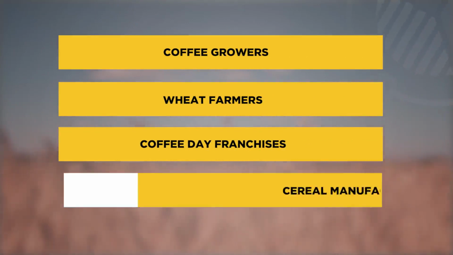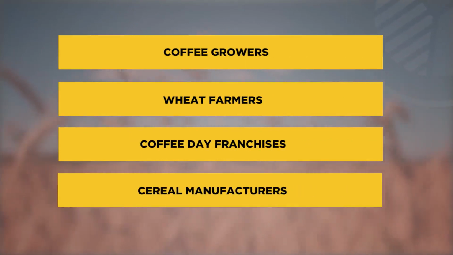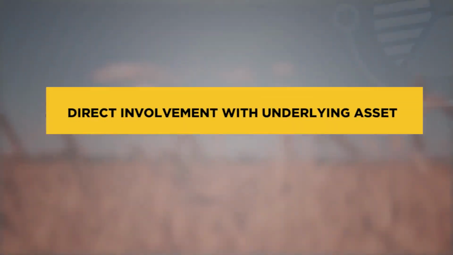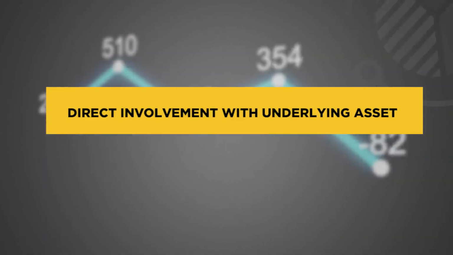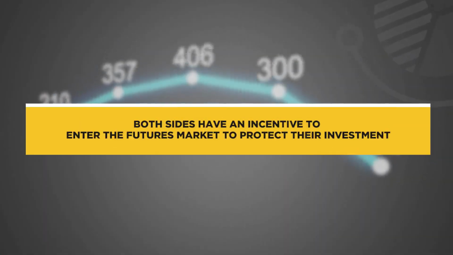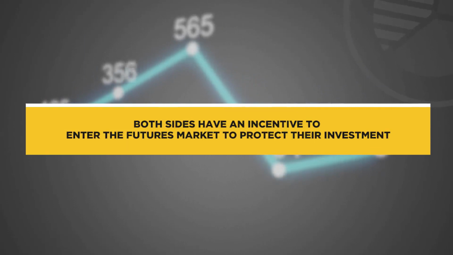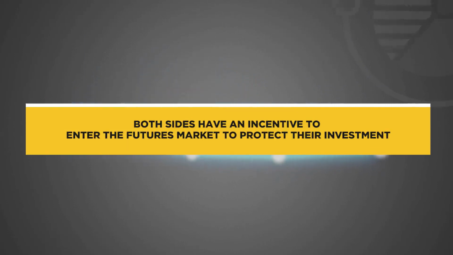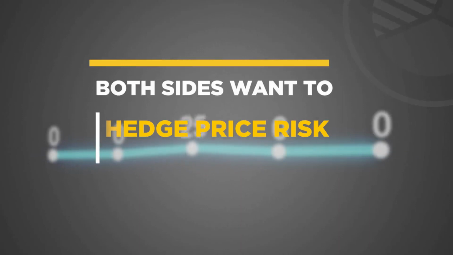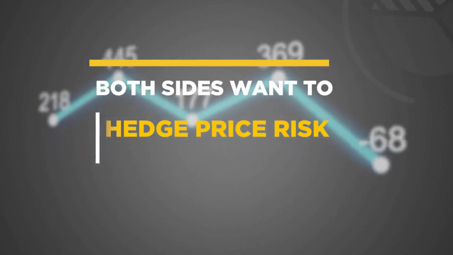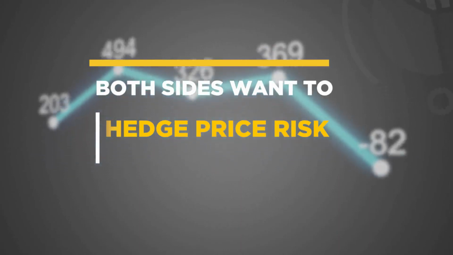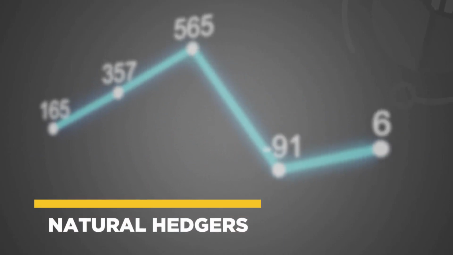We talked about coffee growers and wheat farmers, coffee day franchises, and cereal manufacturers. Both of them have a direct involvement with the underlying asset. Both of them have an incentive to enter the futures market to protect their investment, i.e., to hedge their price risk. They are not looking to make profits from the contract per se. They are natural hedgers.